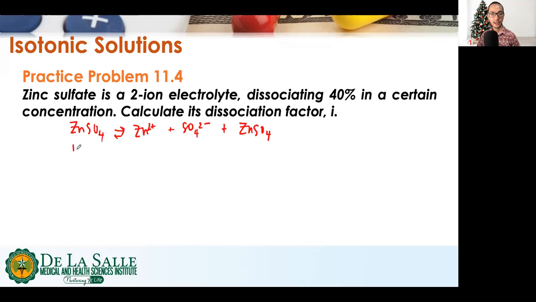Now, for every 100 particles of zinc sulfate, 40 particles will be zinc and another 40 particles will be sulfate. And then the rest, 60, will be undissociated. So the I value is equal to 40 plus 40 plus 60 divided by 100. So this will be equal to 140 divided by 100, which is equal to 1.4.